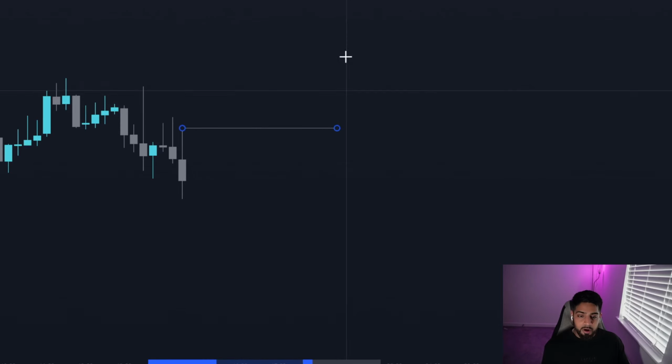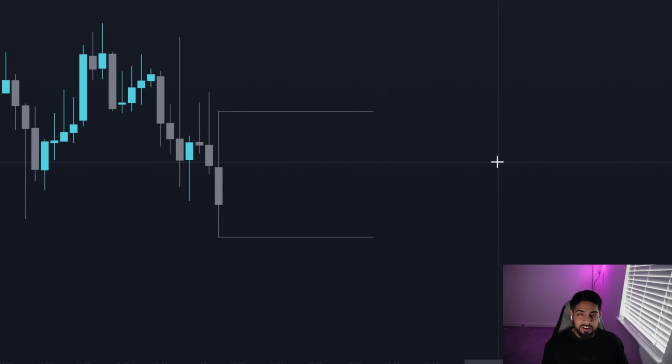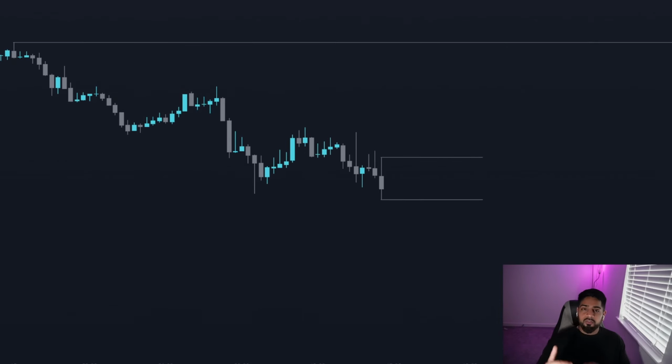And what we're going to do is mark out the high and the low of that first 15-minute candle. Now what this is going to give us is our opening range. Now after that, what we're going to do is wait for the B of the ORB, the opening range breakout. So we're going to wait for a breakout of either side of this opening range. But what we're going to do is confluence stack.